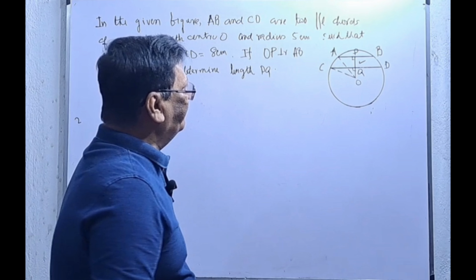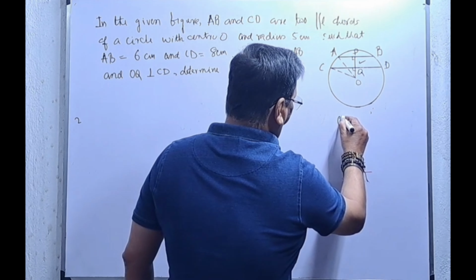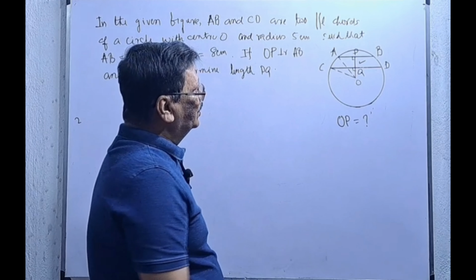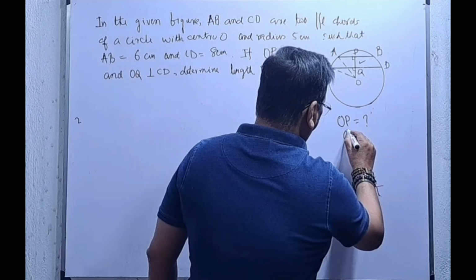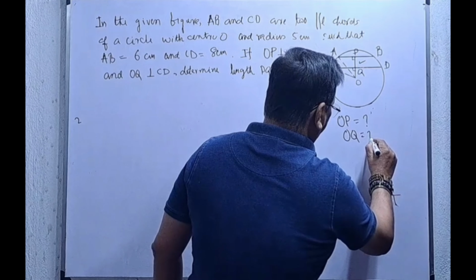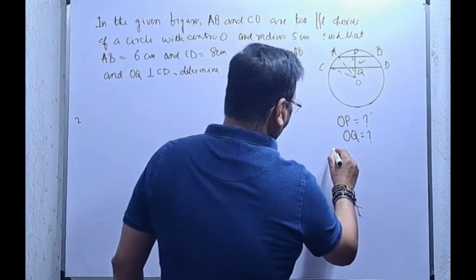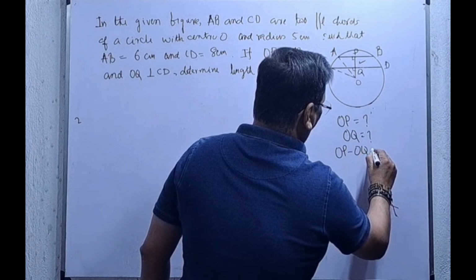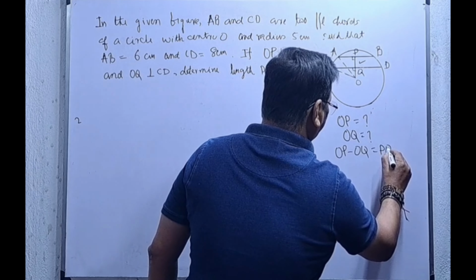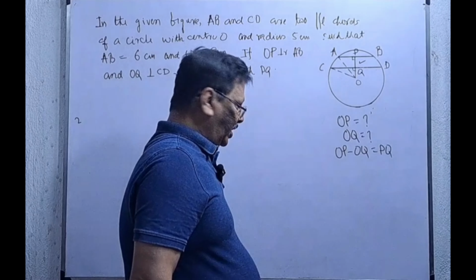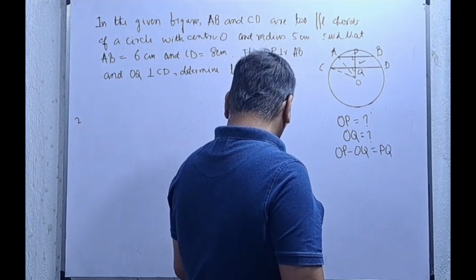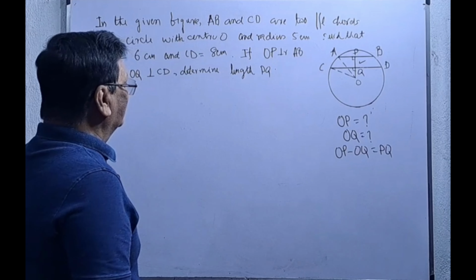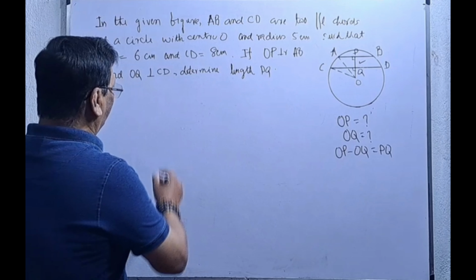In order to do that, first we have to find out OP is equal to what, and OQ is equal to what. Then OP minus OQ will be equal to PQ. So that is where the problem lies. Now let's see how to go about it. Let us run down the data.